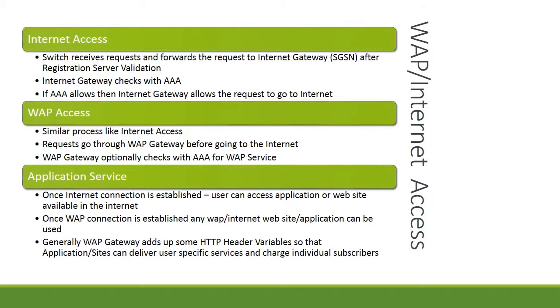WAP is another type of service which is similar to internet service. Through the WAP service, we can browse WAP-based sites. If a WAP request comes to the Internet Gateway, then it goes through the WAP gateway.